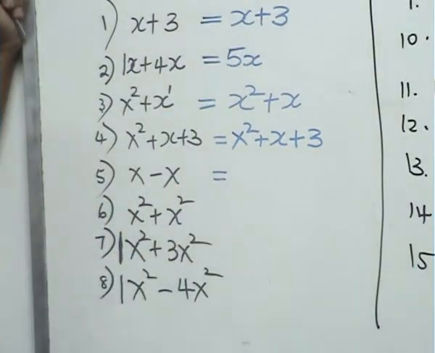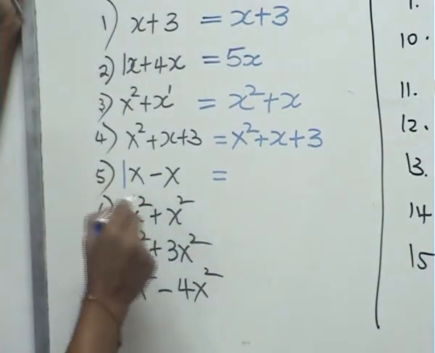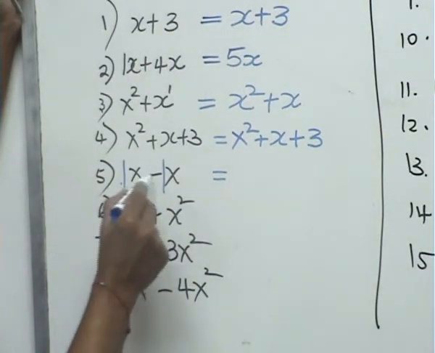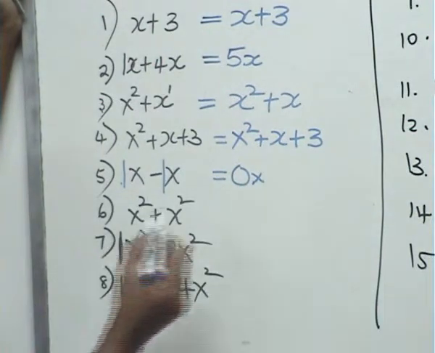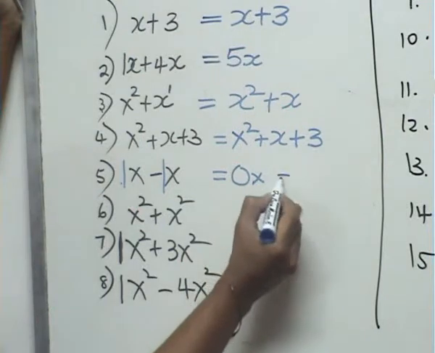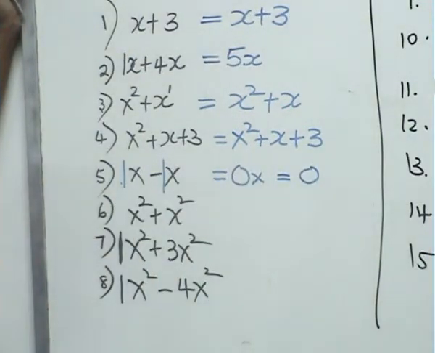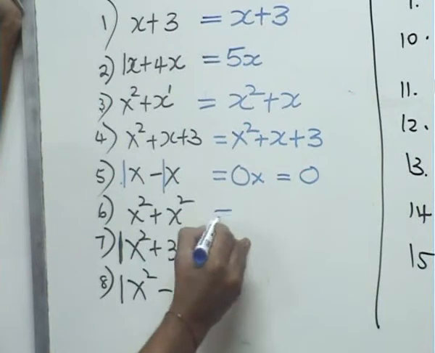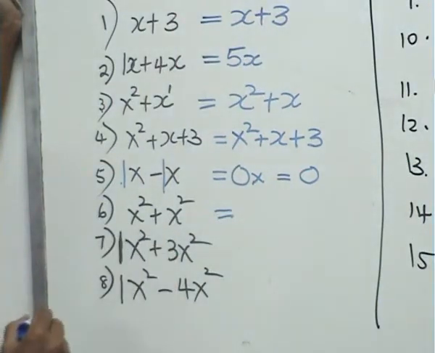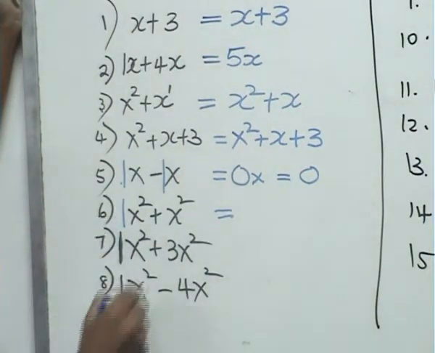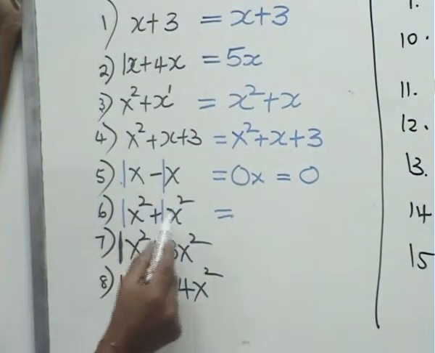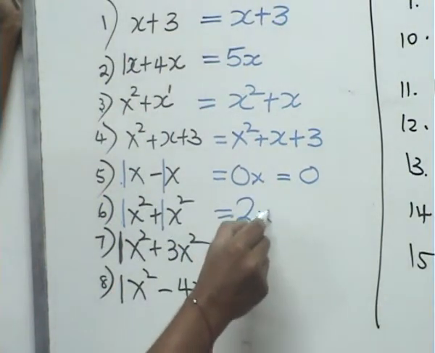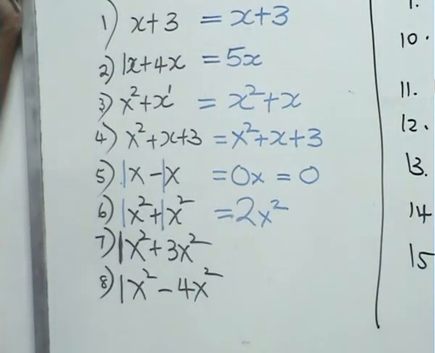Now, if you look at number 5, you've got x minus x, these are like terms. So you've got 1x minus 1x. 1 minus 1 will give you 0, and then you write down the x one time. Well, 0 times x is 0, so the final answer is 0. If you take the next example, x squared plus x squared, they are like terms. This is 1x squared, that's 1x squared. If we add them up, 1 plus 1 is 2. So the final answer is 2x squared.